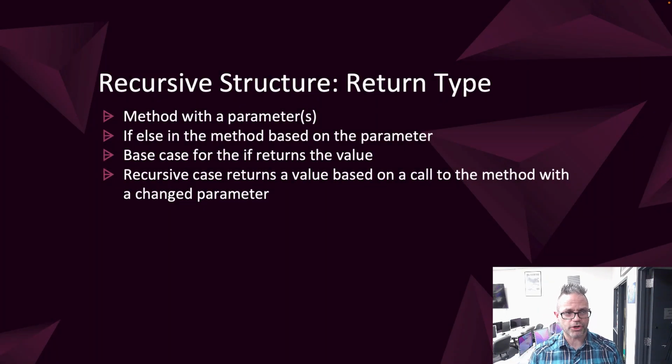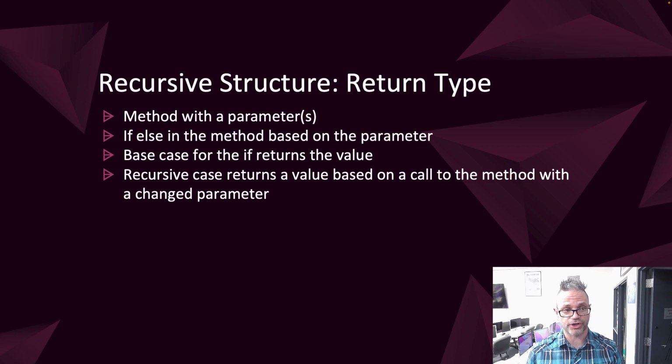Now, when we're using a recursive structure, we want to talk about the return type. This is a method, of course, that has parameters, and I use an if-else inside the method based on the parameter itself, so it tells me whether I'm going to continue recursing or if I'm done with my base case. The base case for me is always going to be the if block, and it returns the value that we stopped the solution. Our recursive case says it's going to return a value based on a call to that method, may or may not have the breadcrumb like we talked about earlier, based on a changed parameter. So it should make the parameter smaller and eventually get us to that point.